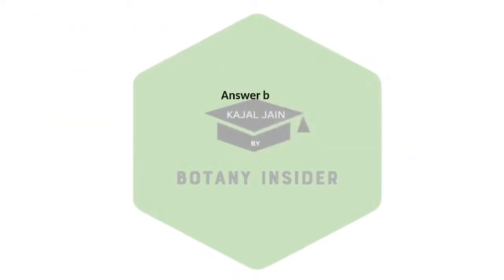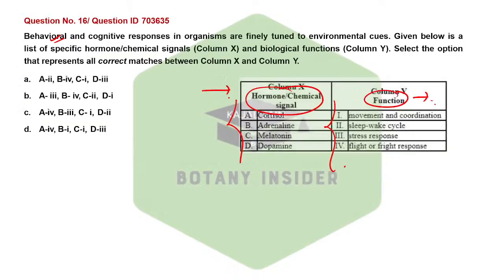Let's see. The correct answer is option number B. Very good, Niharika. Correct answer. So you have cortisol, which works in the stress response. Then adrenaline works in the fight or flight response. Then melatonin, sorry, melatonin is for the sleep wake cycle and dopamine is for movement and coordination. B is the correct answer for this particular question.